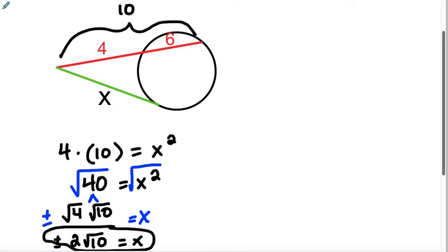I want you guys to try that next example on the page for yourself, and we'll go over that in class. But I want to kick it up a notch. So I'm ready to kick it up a notch.